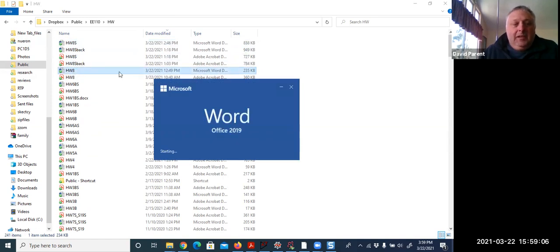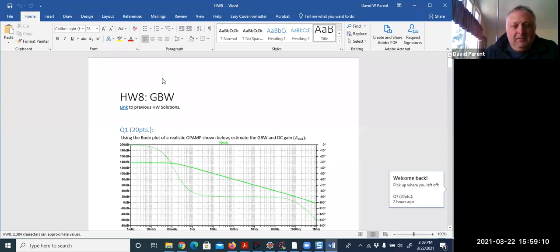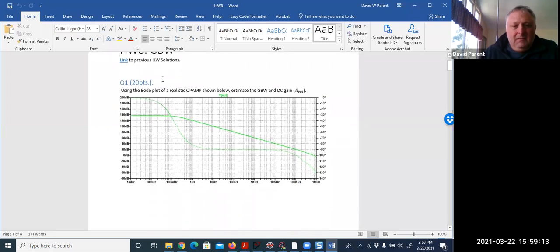So if we look at homework 8, which is new, by the way, I have a link to previous solutions. Here's a Bode plot. It's from LTspice. So you can start to see the phase drop. So it's at least a second order, right? Because it goes down to -90, and then it's starting to go down again. But just indicate where the open loop gain and the gain bandwidth points are on that.